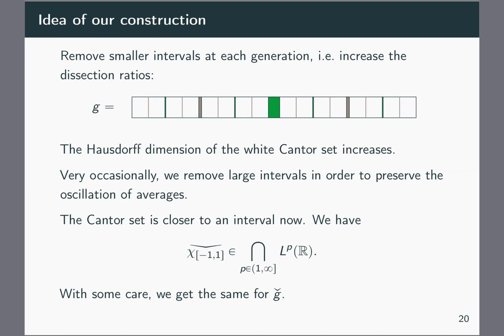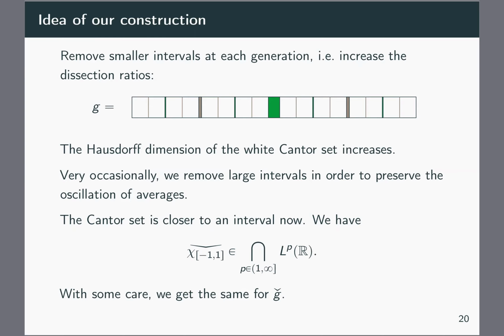So what we do is very occasionally we remove relatively large intervals from the remaining intervals. So very occasionally we pick a generation or two at which we remove large intervals rather than small intervals. In this way we can have both. We can have a large Hausdorff dimension of the remaining set and still preserve this oscillation of averages.